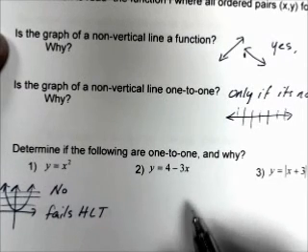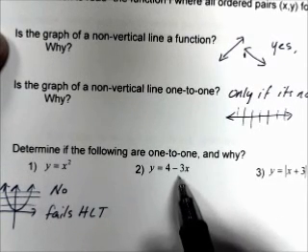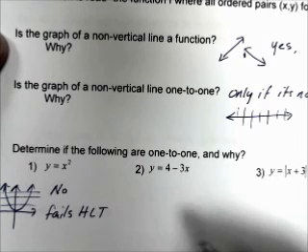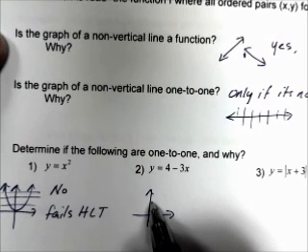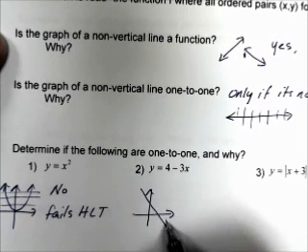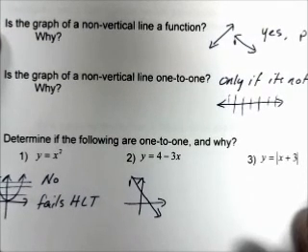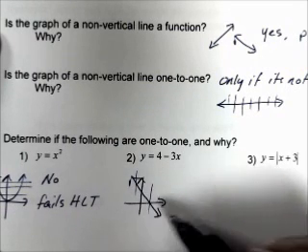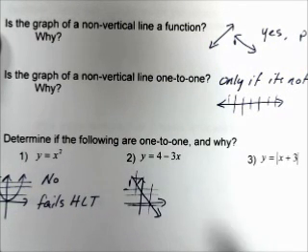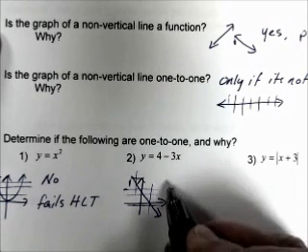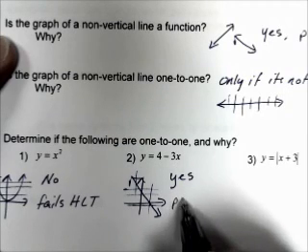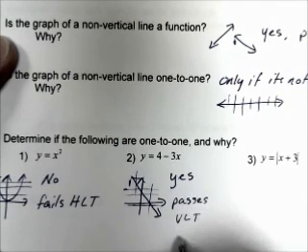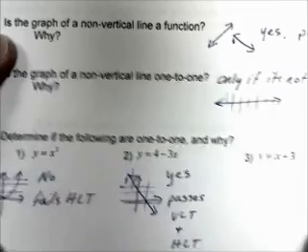Number 2, y equals 4 minus 3x. This is a graph of a line, right? It would have a y-intercept of 4 and a slope of -3, so something like this. Is the graph of this non-vertical, non-horizontal line one-to-one? Yes, it is, because it is a function, and it passes the horizontal line test. Passes vertical line test and horizontal line test.